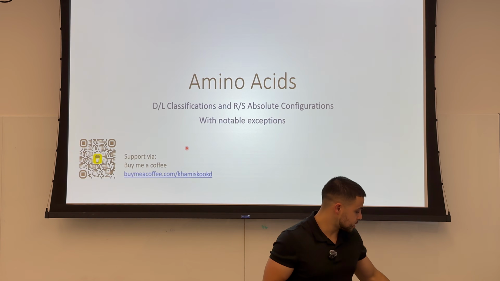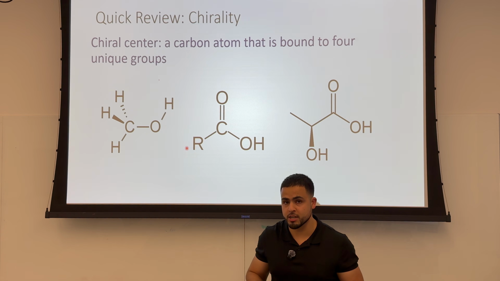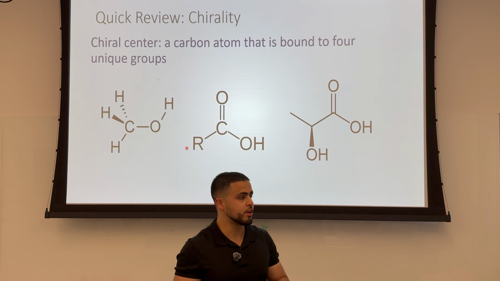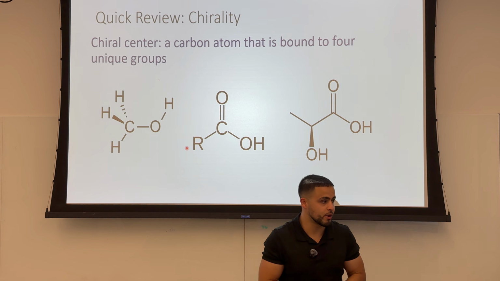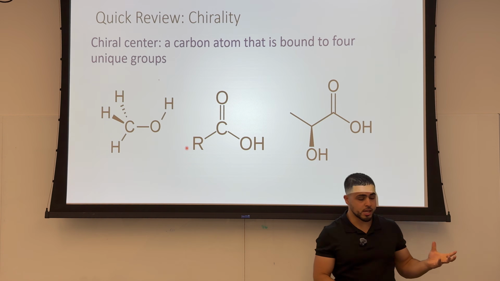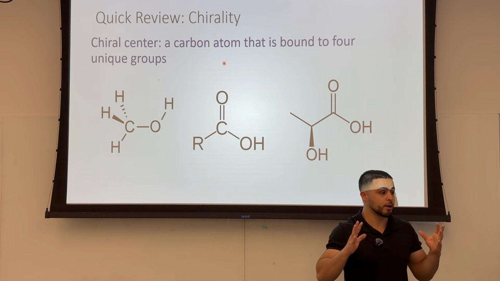So we're going to start this discussion by talking about chirality. Although this isn't an OChem lecture, we're going to talk briefly on chirality and then we'll move on to apply it to amino acids. So what is a chiral center? It is a carbon atom that's attached to 4 unique groups.